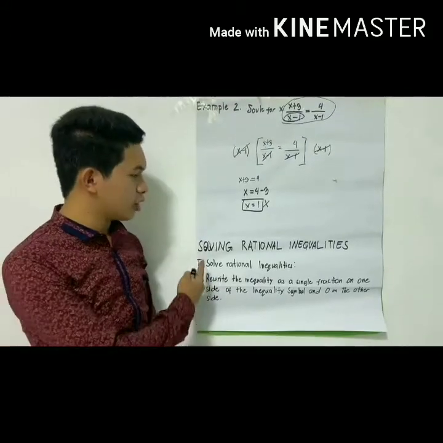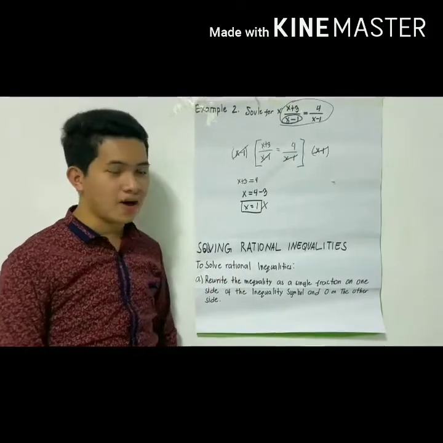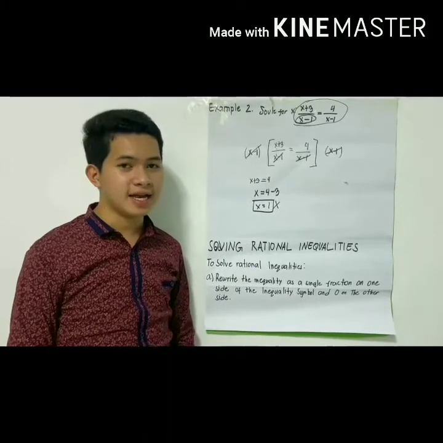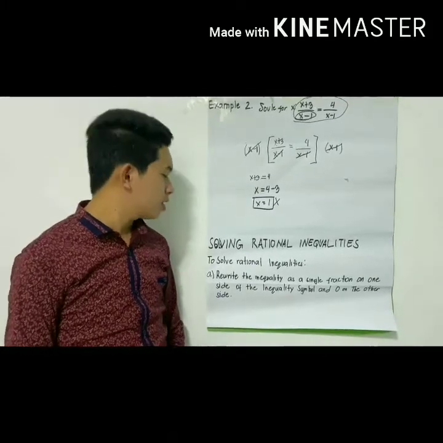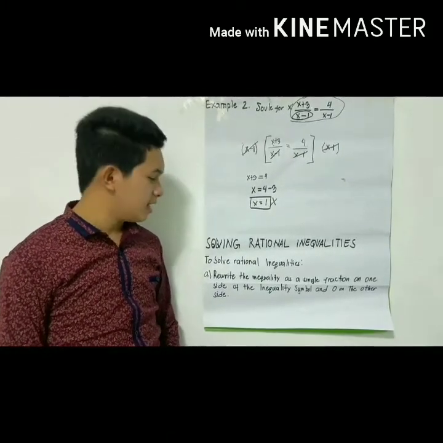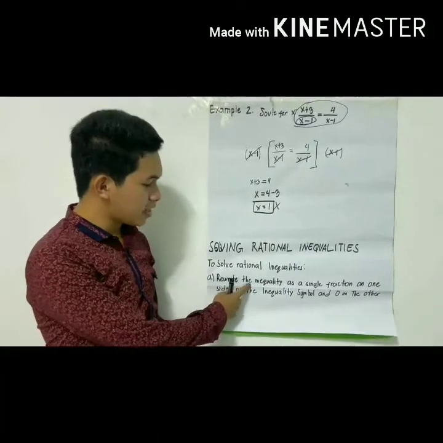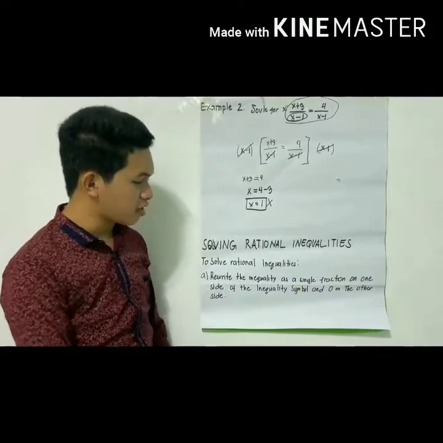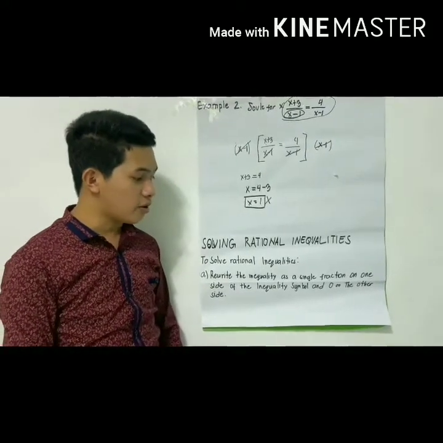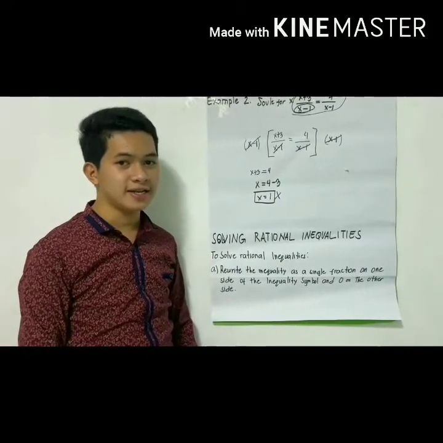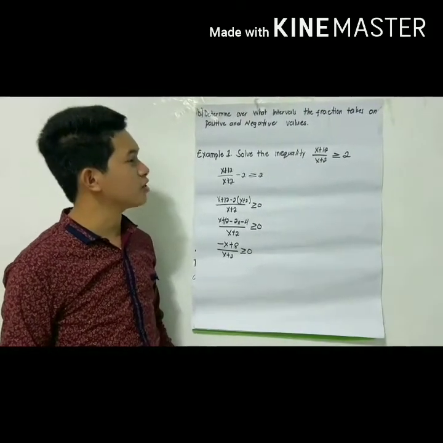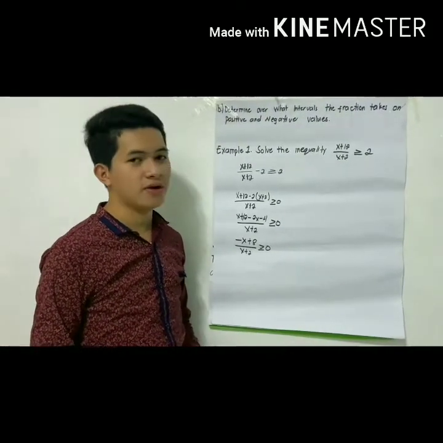Next is solving rational inequalities. Mayroon din tayong mga steps na kailangan nating tandaan to how to solve rational inequalities. Letter A, rewrite the inequality as a single fraction on one side of the inequality symbol and 0 on the other side. Letter B, determine over what intervals the fraction takes on positive and negative values.